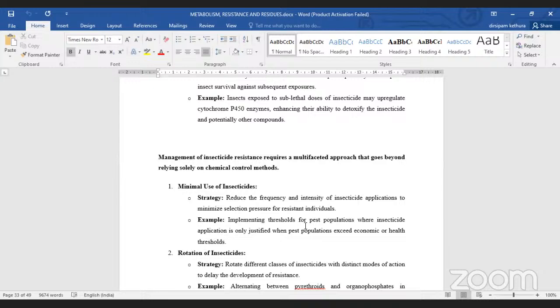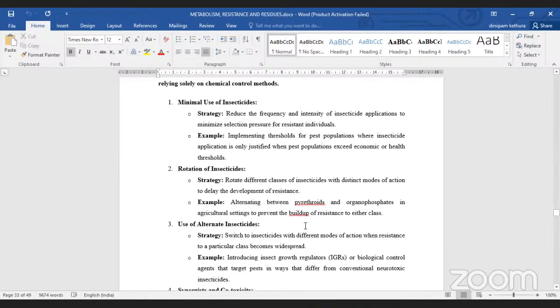And the first one is minimal use of insecticides. That is, reduce the frequency and intensity of insecticide applications to minimize selection pressure for resistant individuals. Example, implementing thresholds for pest populations, where insecticide application is only justified when pest populations exceed economic or health thresholds. And the second one is rotation of insecticides.